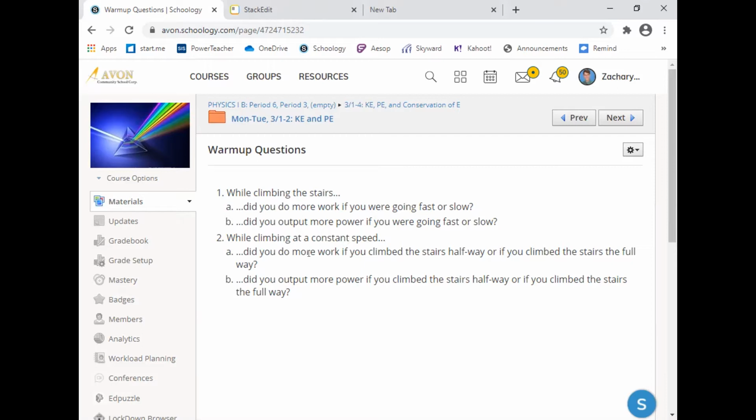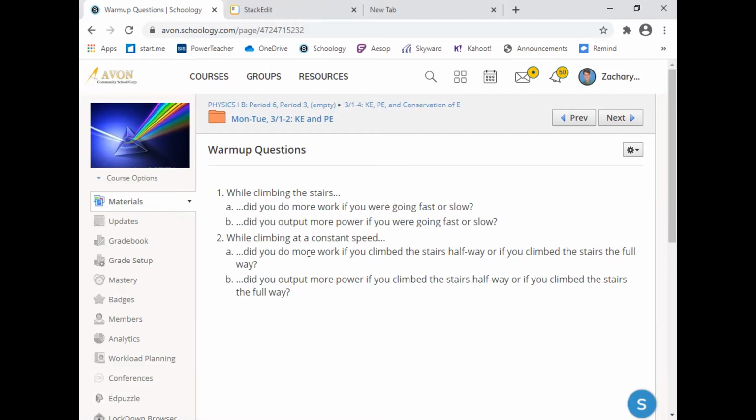Rowan, did you do more power? Yes, that makes sense, because remember we said power is the rate you do work. So you're doing the same work each time, but if you do it faster, that's more power. And again, what are the units of power? I'm sorry, what did you say? All right, so you have more power if you go fast.